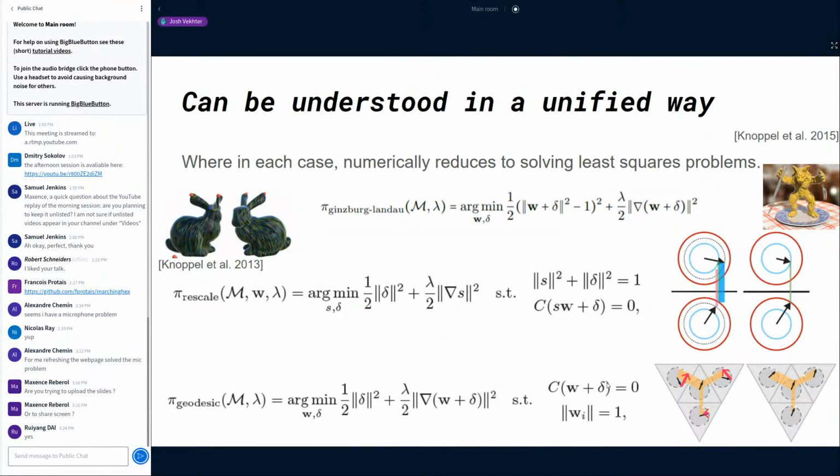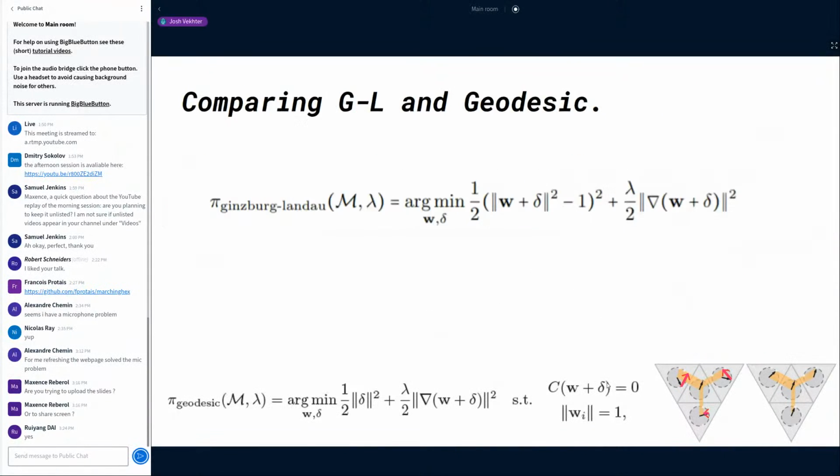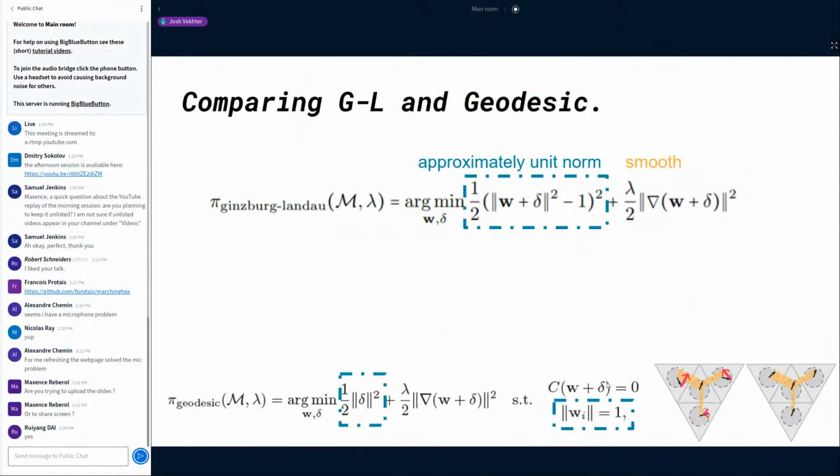So now let's compare these two functionals. Ginzburg-Landau says that you want approximately unit norm everywhere. In our weaving project, we also said that we wanted approximately unit norm everywhere. We also wanted the fields to be smooth. So the main difference is that in the Ginzburg-Landau energy, there's no integrability condition.